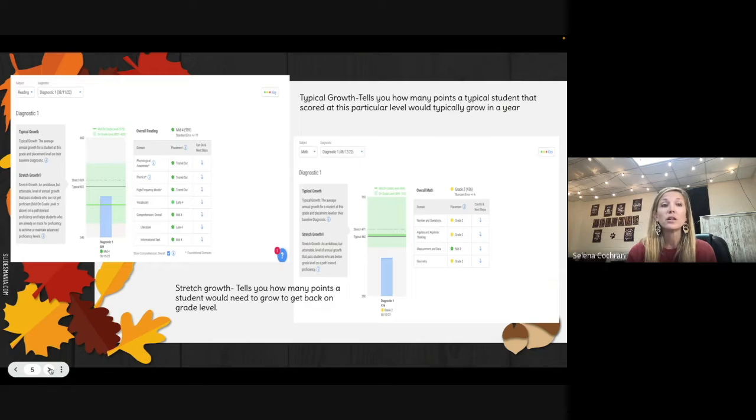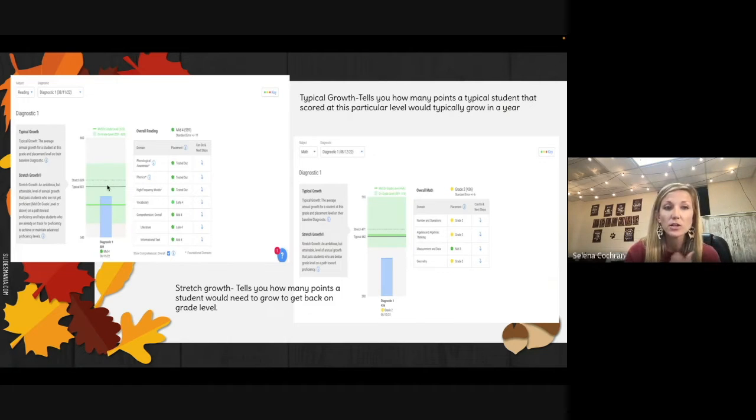It gives you an amount of points as what a typical student might gain throughout that entire year, which helps us with our individual leadership notebooks. So we might provide a student with a potential amount of points that they should strive to gain. A stretch growth goal provides us with information. You can see that dotted line is how many points that they might need to get back on grade level or to get above grade level.